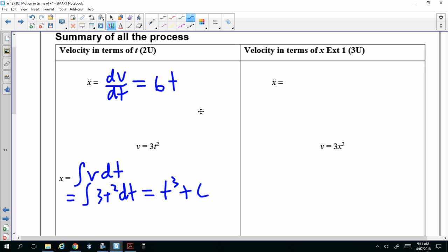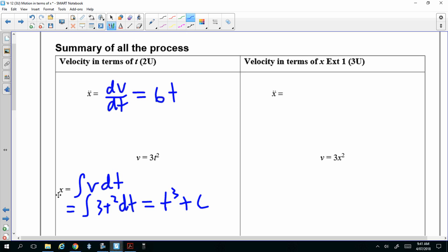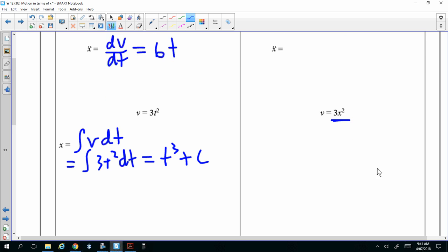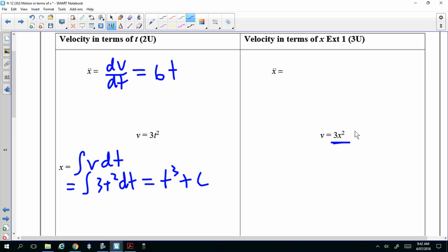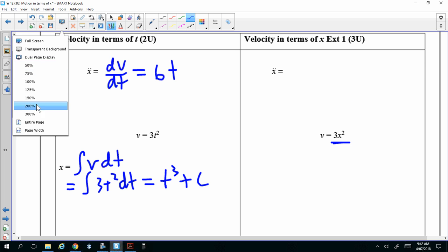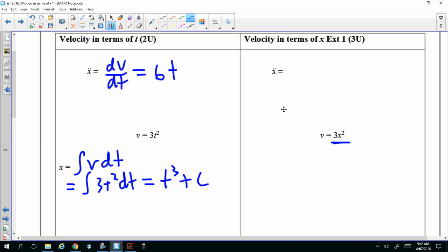And then the other bit, what if it's v in terms of x? You do something a bit different. To find acceleration, you not only have to differentiate, you have to find v squared first, which is 9x to the power 4. And then you have to go half v squared. Half v squared is 9/2 x to the power 4, before differentiating half v squared, giving you the acceleration.